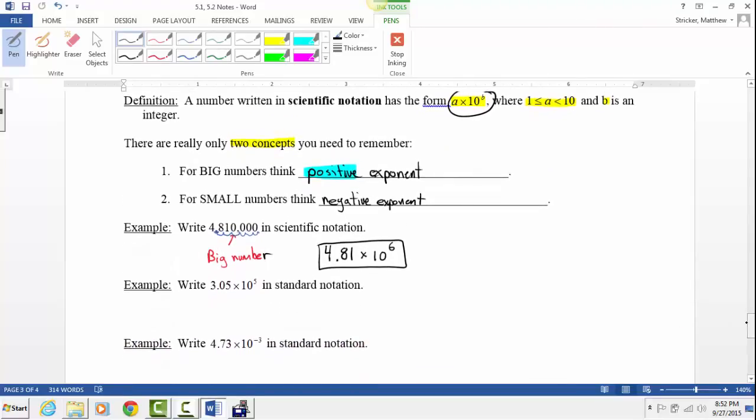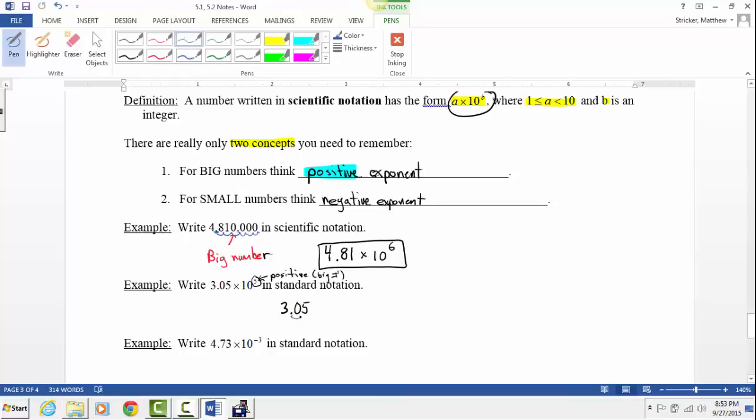And we can go backwards. So if I have the number 3.05 times 10 to the 5th, well, this is a positive exponent. So we think big number. We have a positive exponent, that's a big number. So if I want to make this number big, am I going to move the decimal to the left, or am I going to move it to the right? Everybody hopefully should be thinking move that decimal place to the right.